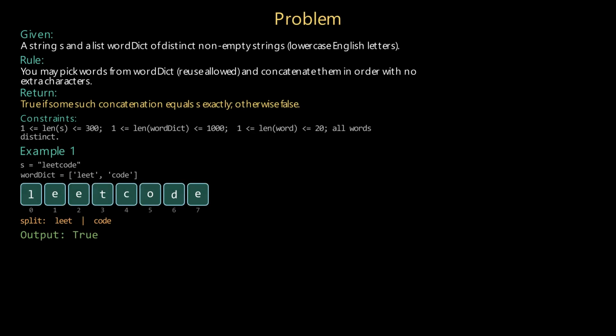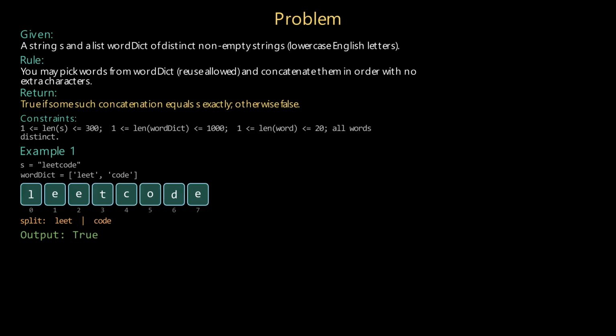You are given a string S and a list word dict of distinct non-empty strings. Return true if you can split S into one or more dictionary words in order, concatenated with no gaps, so the concatenation equals all of S, otherwise return false.